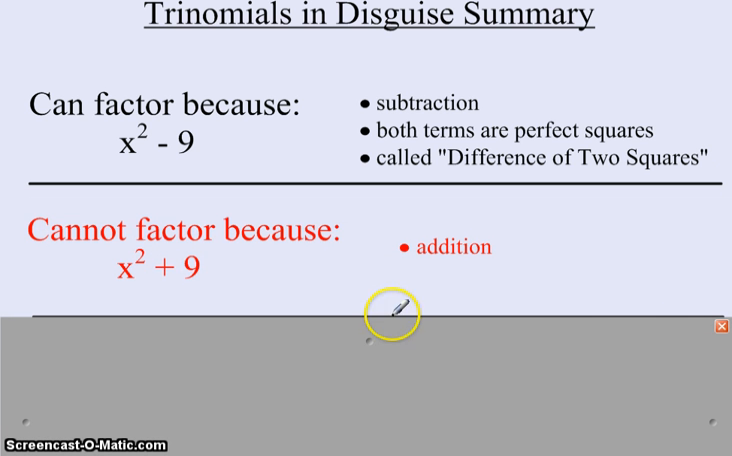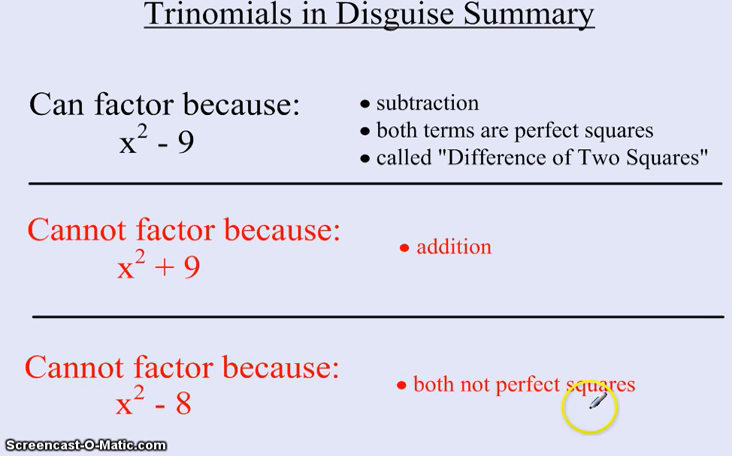The x squared plus 9 we could not factor. Even though it's almost the same thing, it's because it's a plus there. It just doesn't work because it's addition. And the third example we did was x squared minus 8. We couldn't factor this one either. It was prime because both terms were not perfect squares. The x squared was fine, the minus was fine, but the 8 is not a perfect square. The square root of 8 is not an integer.